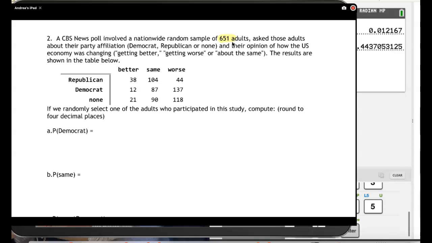So one thing you probably want to do first is know what our totals are. So let's go ahead and add up our totals.